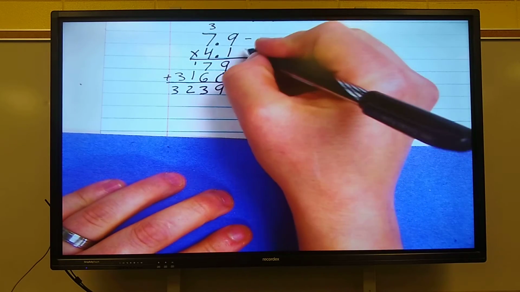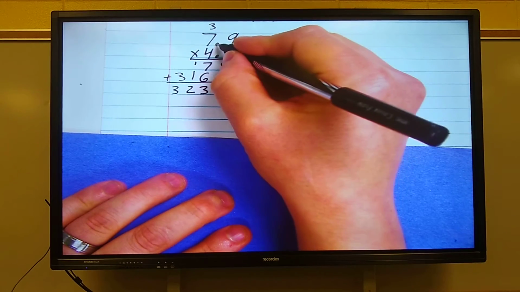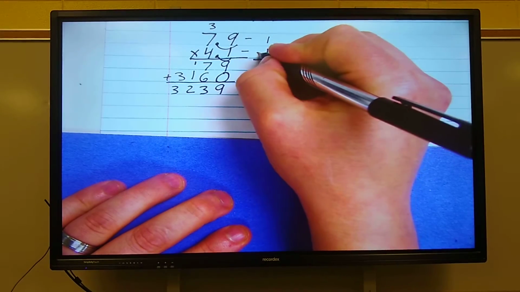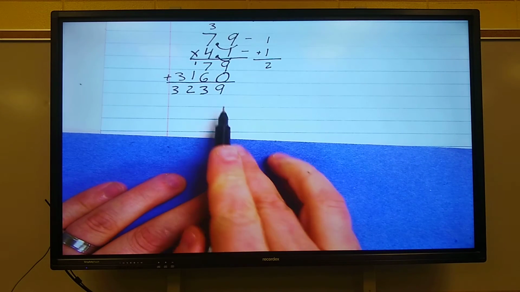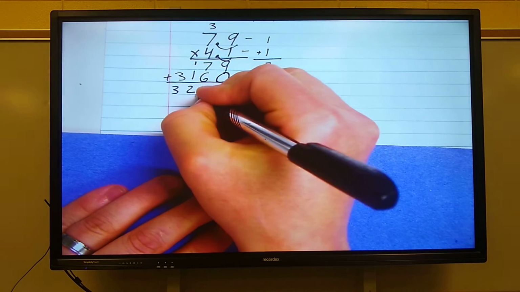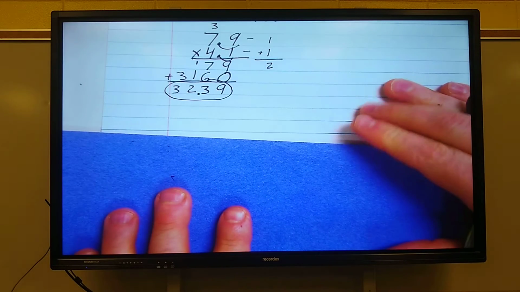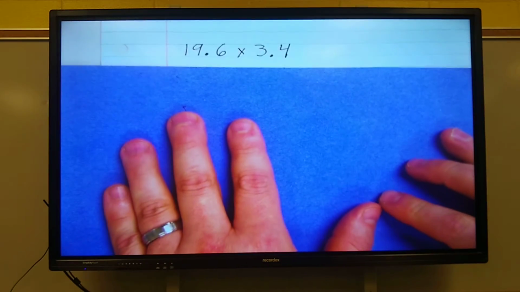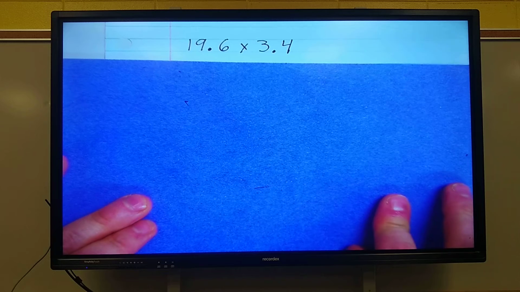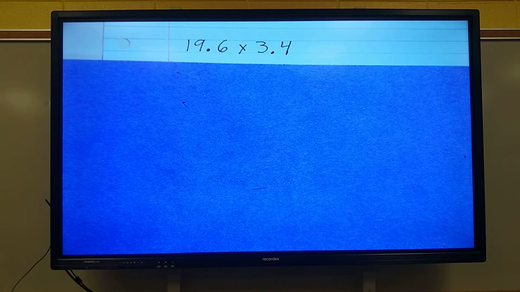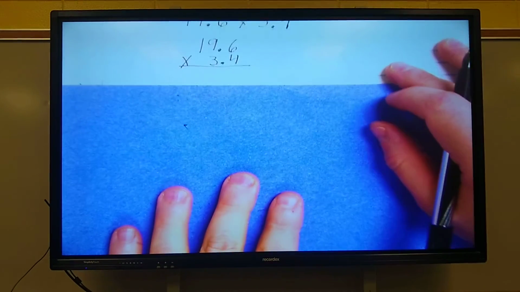Now I have to figure out where the decimals go. I come up here. I got one place behind the decimal here. I've got one place behind the decimal here. 1 plus 1 is 2. That means I move my decimal place over 2 times. My answer is 32 and 39 hundredths. All right. Pause the video. And you do the same thing with this problem. 19 and 6 tenths times 3 and 4 tenths. Pause the video. All right, let's see how bad you did. I mean, good.